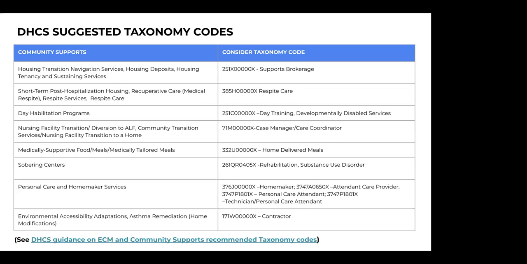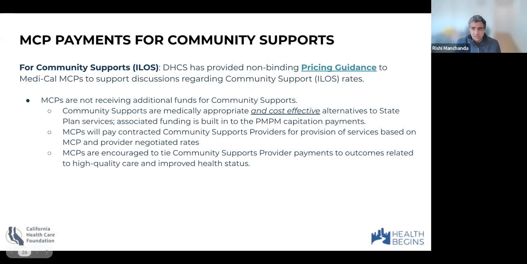Great. Let's go to the next slide, and then I think we're going to open it up to Q&A for everybody so we can hear from you. I think one big question that many of you are actively discussing or probably interested in is the payment system. DHCS had provided non-binding pricing guidance, and you see it. Thanks, Nas, for putting it in the chat. This is pricing guidance that was made available to managed care plans to support discussions regarding community support rates.